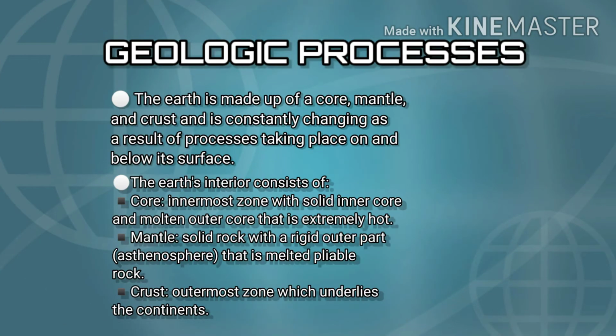Geologic processes. The Earth is made up of a core, mantle, and crust and is constantly changing as a result of processes taking place on and below its surface. The Earth's interior consists of core, mantle, crust. Core is the innermost zone with a solid inner core and a molten outer core that is extremely hot. Mantle, solid rock with a rigid outer part and a melted, pliable rock layer. And lastly, the crust, the outermost zone which underlies the continents.